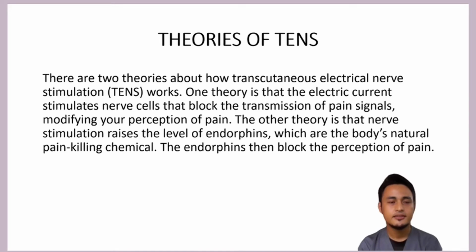Theories of TENS. There are two theories about how transcutaneous electrical nerve stimulation works. One theory is that the electric current stimulates nerve cells that block the transmission of pain signals, modifying your perception of pain. The other theory is that nerve stimulation raises the level of endorphins, which are the body's natural pain-killing chemicals. The endorphins then block the perception of pain.